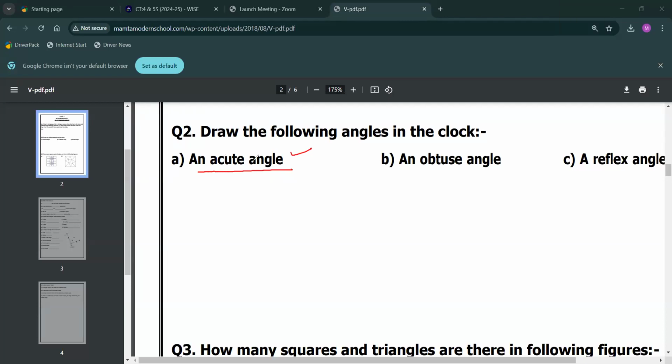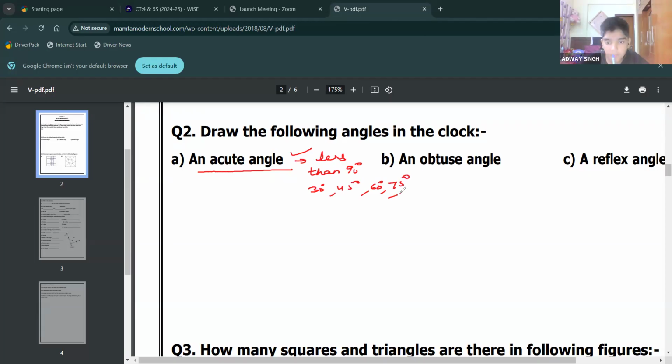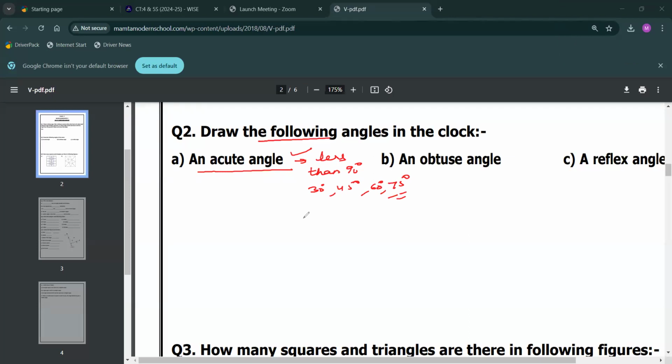So, what is an acute angle, children? An acute angle is an angle which is less than 90 degrees. It means 30 degrees, 45 degrees, 60 degrees, 75 degrees, not 90. So these are acute angles. You have to draw the following angles in the clock. First of all, make a circle and write the numbers. You all know how to make a clock, beta? Yes, ma'am.